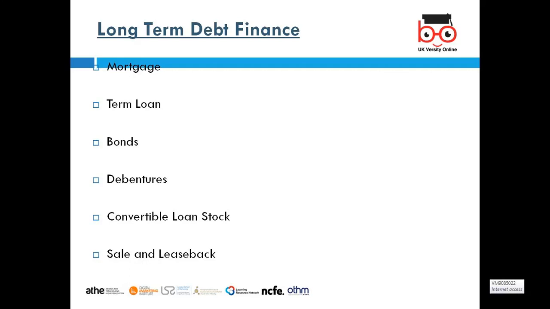Okay. So mortgages, term loans, and debentures are a sort of loan as well, which is a written piece of paper, and that's long term as well. Okay.